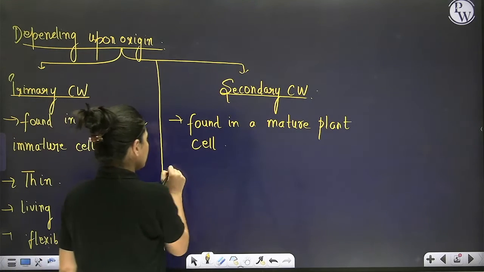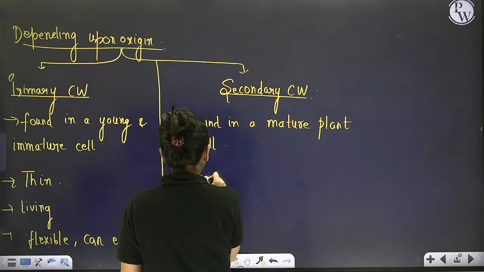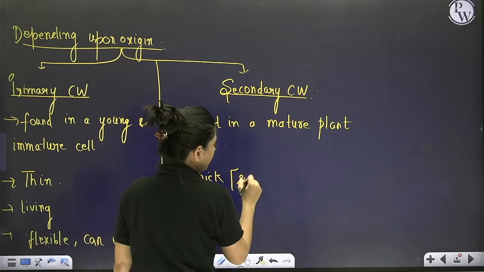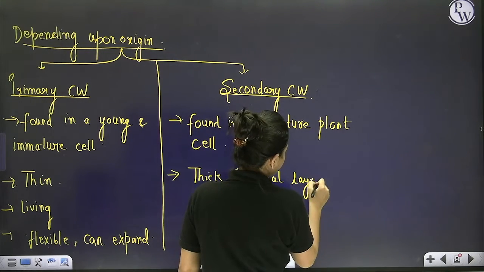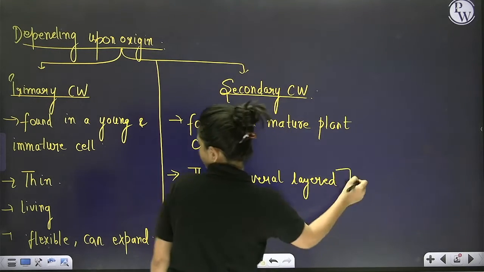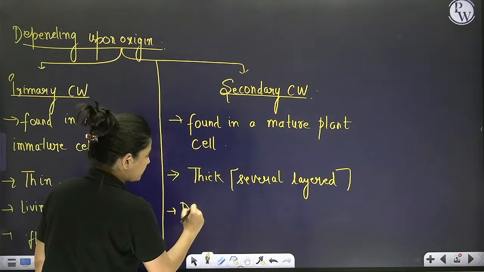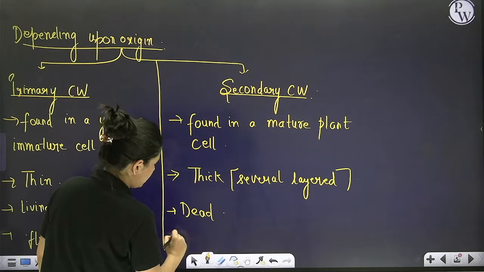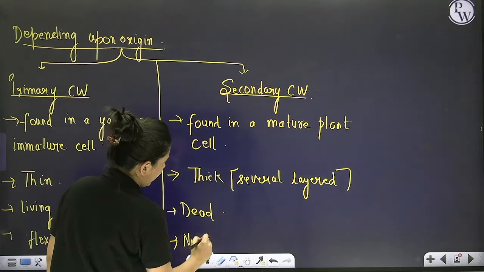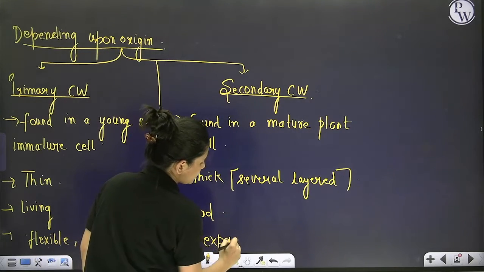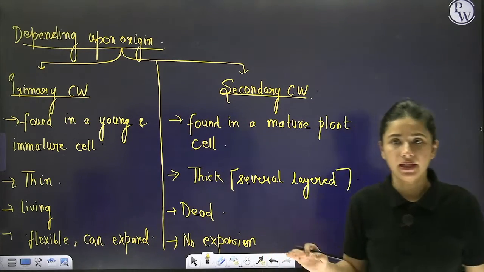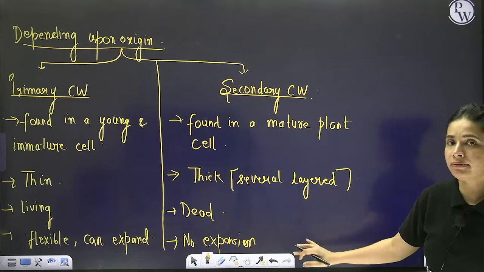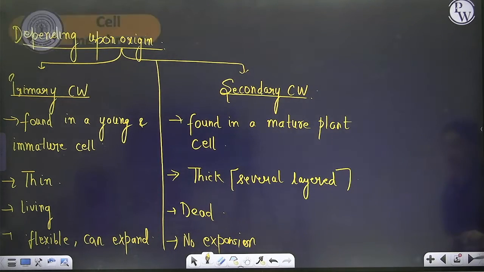However, here, this is a thick layer. Thick means it is several layered. It's not just one layered. Rather, it is several layered, followed by being dead in nature. Now, since it is dead, it cannot expand. So, no expansion, you can say simply, it is non-flexible. Right? Clear to everyone? Now, let's try to understand this with the help of a simple diagram.